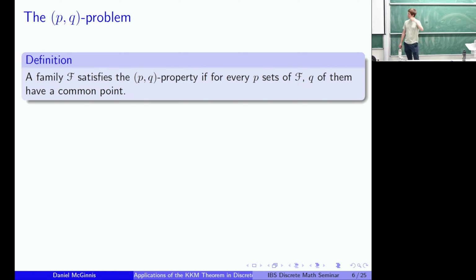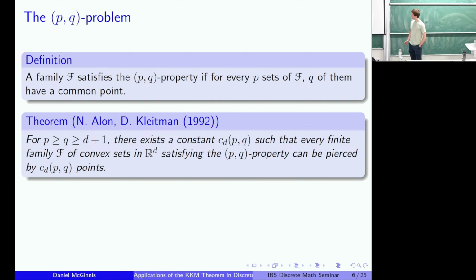One open problem by Hadwiger and de Brunner in 1957 was basically an analog of Helly's theorem, which is, instead of having the Helly condition, if you have this PQ property, can you guarantee some kind of piercing result? This problem was proven by Alon and Kleitman in 1992, and here's what they proved. So P and Q are at most d plus 1. So Q has to be at least d plus 1 here. Otherwise the conclusion doesn't hold.